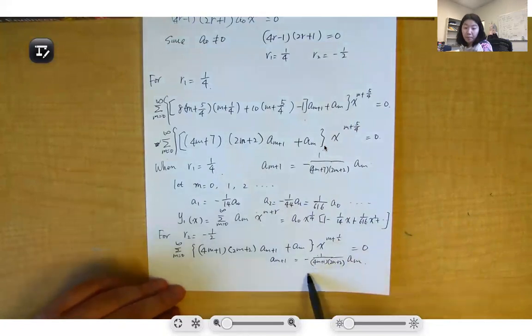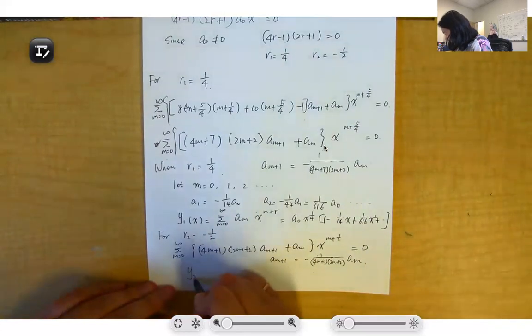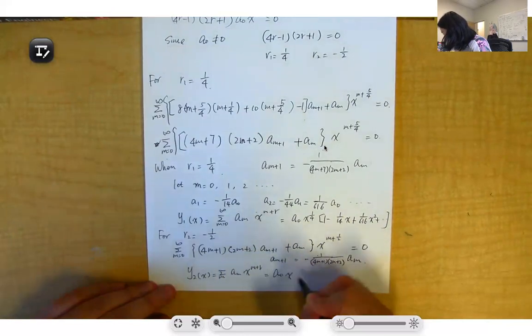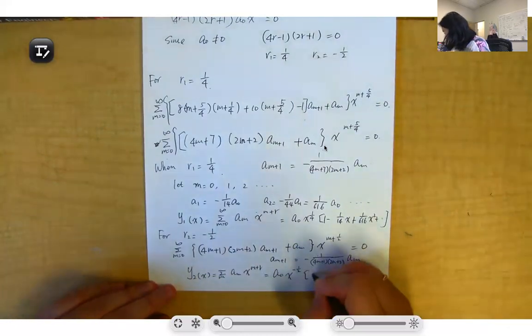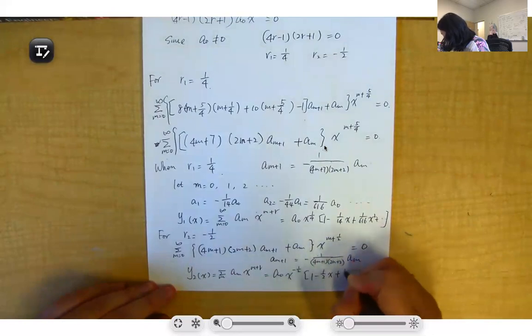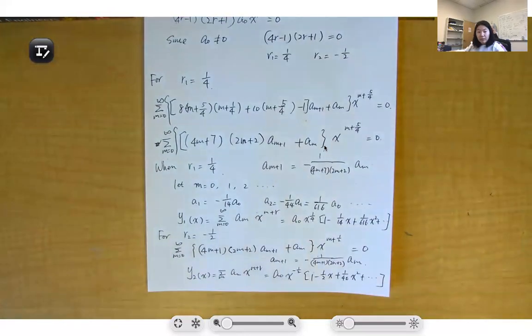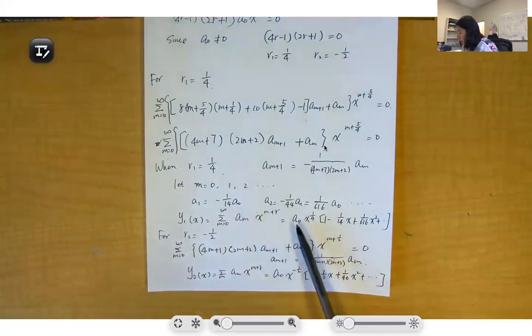Okay? And you can write several m numbers to get the relationship. You can also program that into MATLAB. So y2(x) will be equal to the sum of a_m x to the m plus r, which will be a naught x to the minus 1 over 2 times (1 minus 1 over 2 x plus 1 over 40 x squared plus dot dot dot). Okay? So these are two linear independent solutions, and you will combine them with the coefficients.